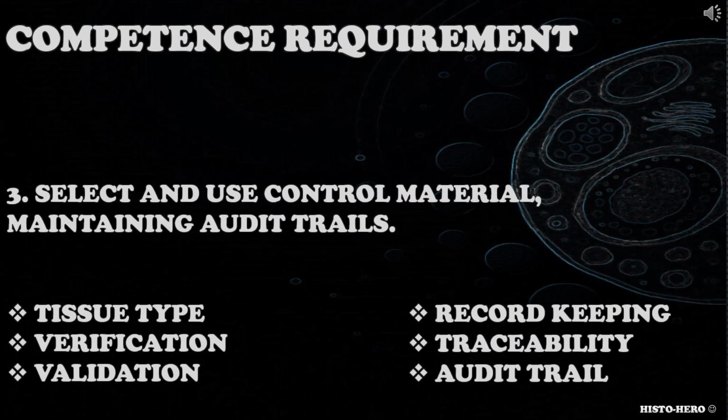The third competence requirement is for you to select and use control material, maintaining audit trails. What control material would you use for demonstration methods of nerve biopsy? Consider tissue type and availability, verification and validation of control material, record keeping, traceability, audit trail.